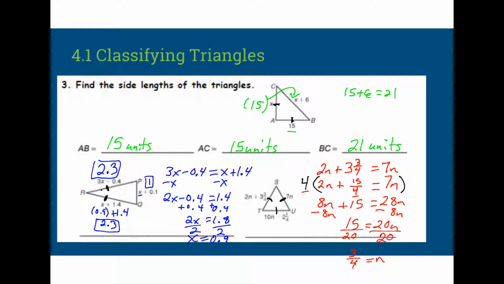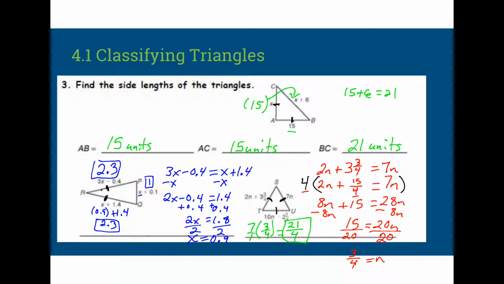So 7n, so 7 times 3/4. And remember to multiply fractions, we're going to multiply straight across. So 7 times 3 is 21. 1 times 4 is 4. 21/4. I cannot reduce that answer, so I will just circle it and say that is my final answer. Remember, all sides then will be 21 over 4.